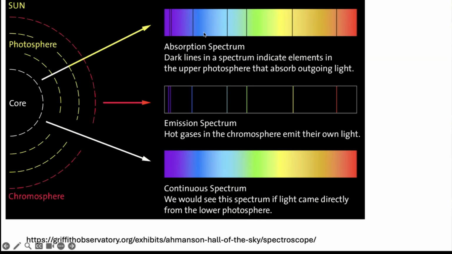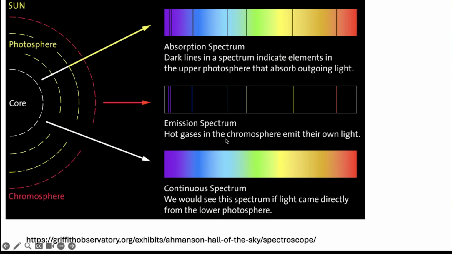And just within that part of the spectrum, there are lines. So this is an absorption spectrum, which means the elements in this material are absorbing energy of exactly that wavelength, right? Those dark lines in the spectrum indicate elements in the upper photosphere that absorb the outgoing light. In contrast, there are emission spectra, where hot gases in the chromosphere emit their own light. So these are different parts of the sun. The chromosphere is below the photosphere.